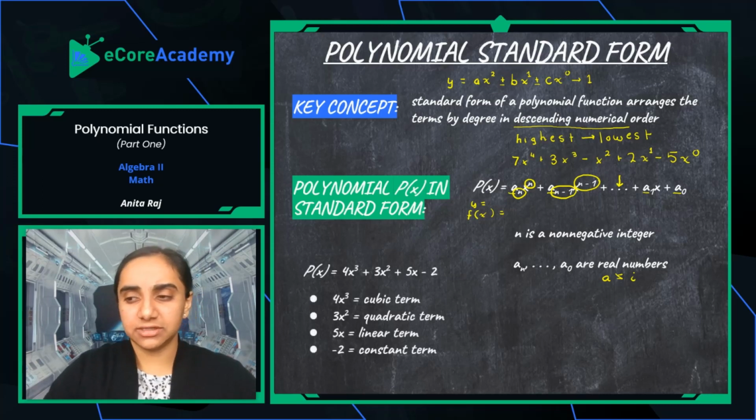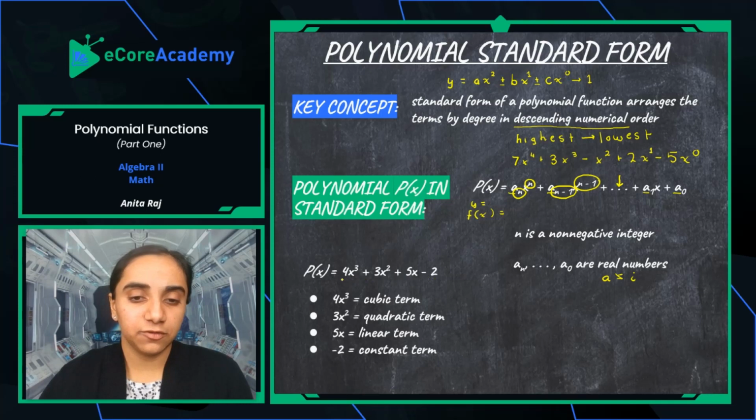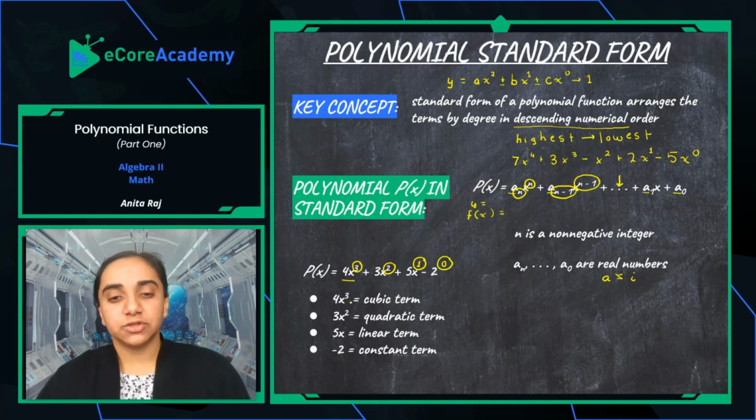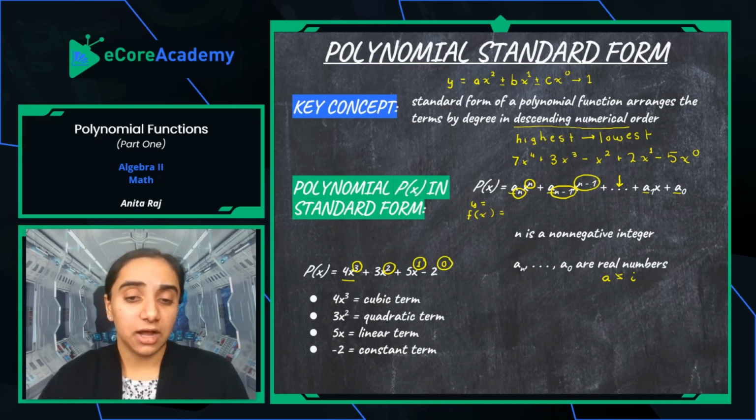We're going to see another example right here, where it says p of x equals 4x cubed plus 3x squared plus 5x minus 2. In this case, if you look at the exponent of 4x cubed compared to the other exponents in this polynomial function, the cubed is the highest one. That's why it's the degree of this polynomial. So we put it in descending order, 3, 2, 1, 0. 4x cubed is the cubic term because of the 3.